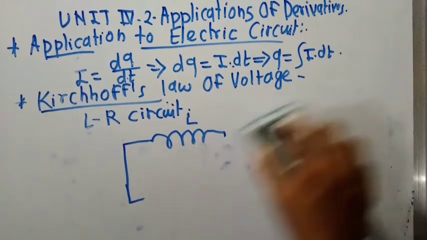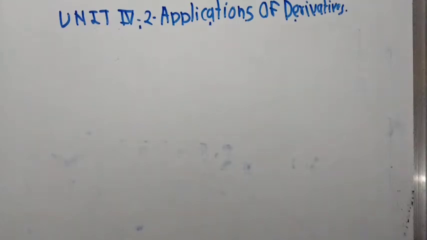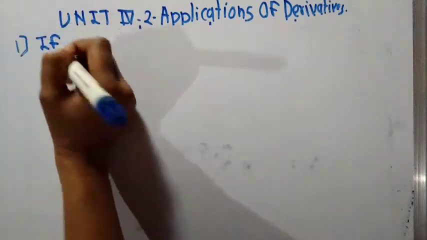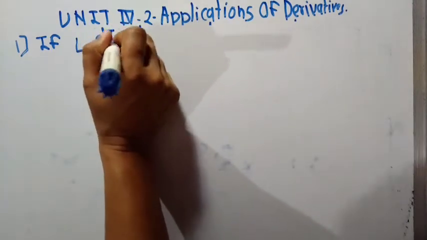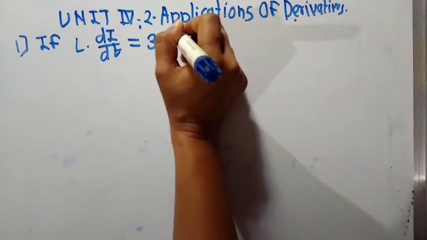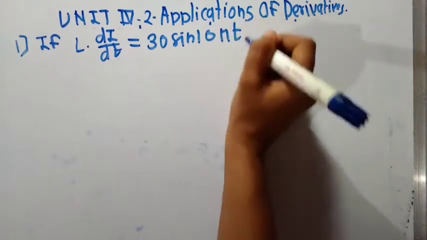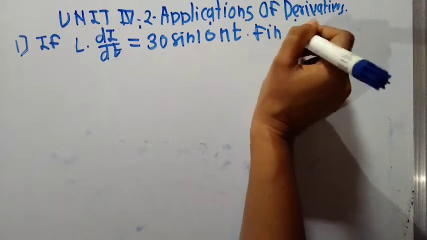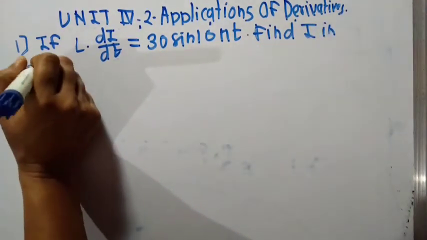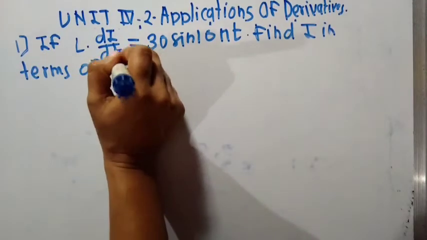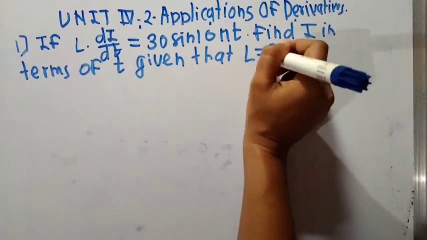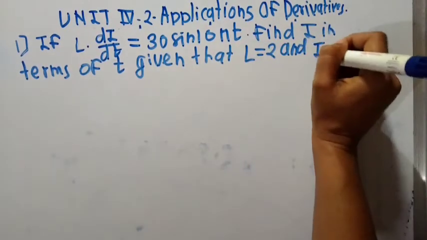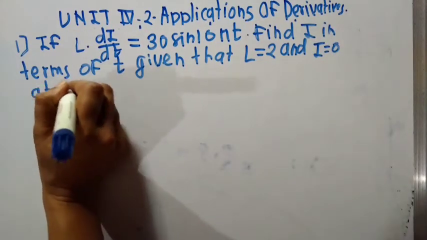Then we studied the first example. Kirchhoff's law: if L into di by dt is equal to 30 sine 10 pi t, then find I in terms of t, given that L is equal to 2 and I is equal to 0 at t is equal to 0.